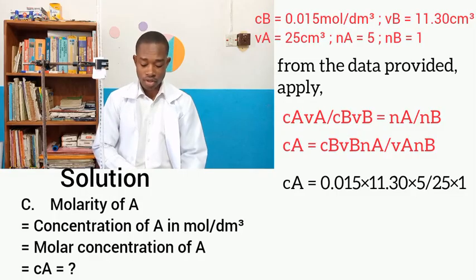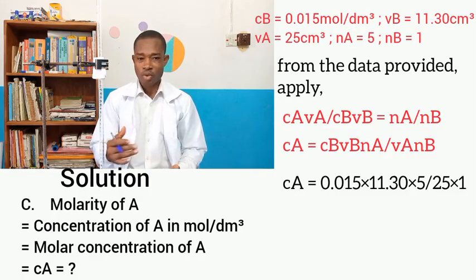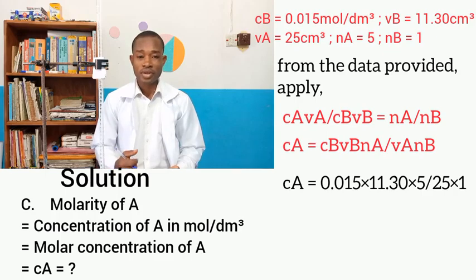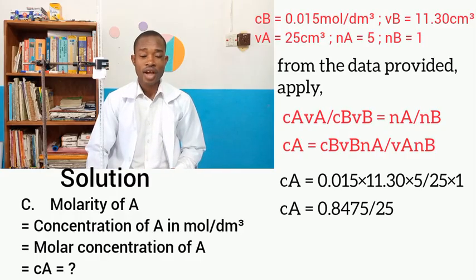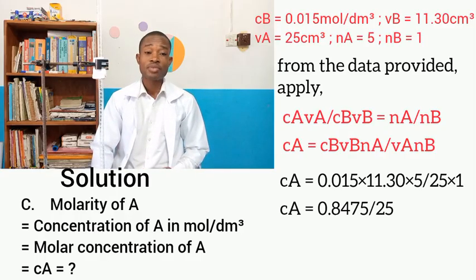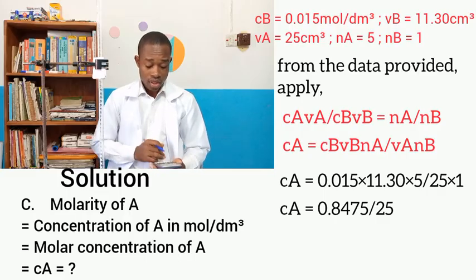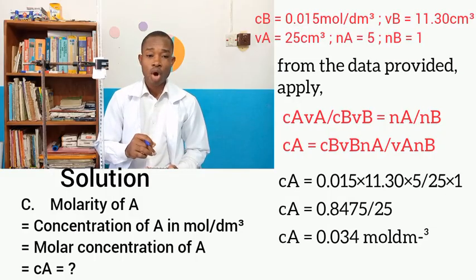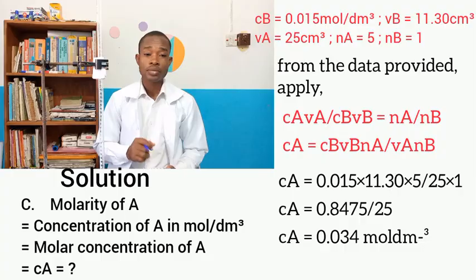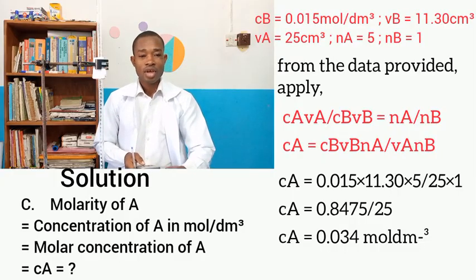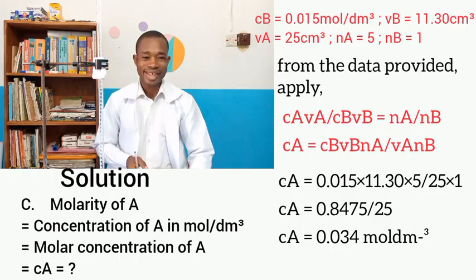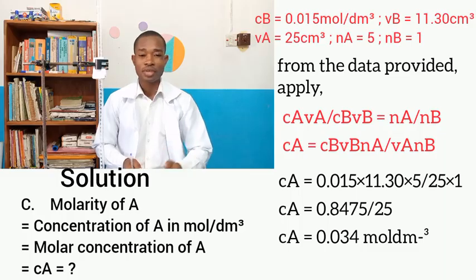Now, if we simplify the numerator, 0.015 times 11.30 times 5, we are going to get 0.8475, divided by 25 times 1, which of course is 25. So 0.8475 divided by 25, and then this gave 0.034. So the molarity of this solution A is 0.034 moles per dm cube.